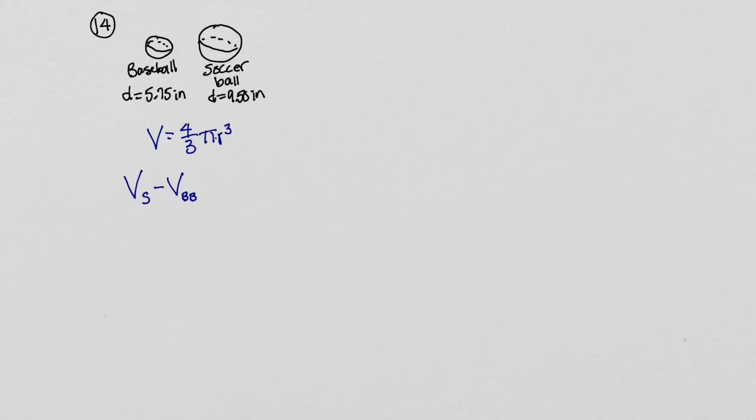But notice in our formula, we've got an R, not a D, and we're given D's up here. So we need to get these two radii. So here's the radius of the baseball. That's going to be the 5.75 divided by 2. So 5.75 divided by 2, that's 2.875. And the radius of the soccer ball, that's going to be 9.50 divided by 2, and that comes out to 4.75.